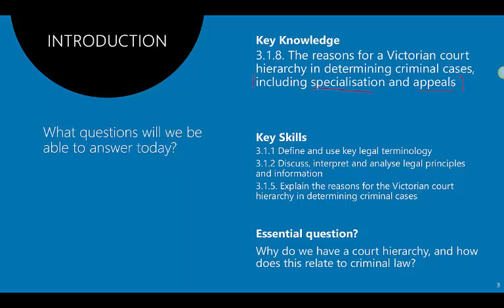So you could get a question like, explain why we have a court hierarchy with regards to appeals, and you would have to use appeals to explain that. You can still get the general question of, say, explain the reasons for a court hierarchy in criminal disputes. That is because our skill, which we'll get to later on, is just an explain skill. So we're not needing to evaluate or justify anything here. So our essential question today that I'm hoping you'll be able to answer at the end of this video is, why do we have a court hierarchy and how does this relate to criminal law?